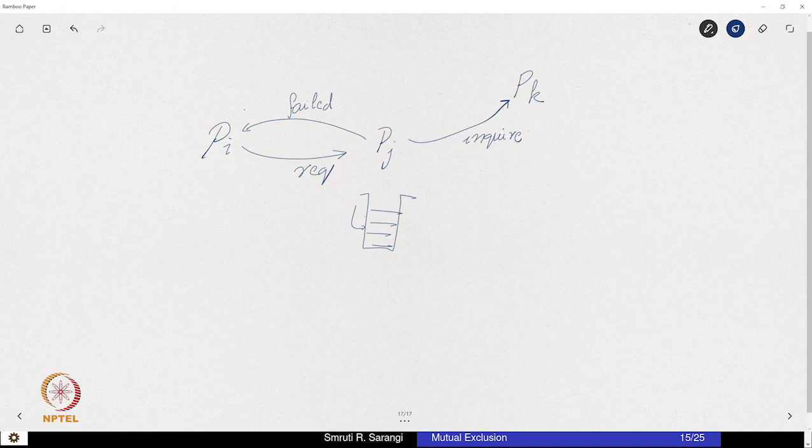We will see why. When it asks PK to respond, if PK is holding the lock, of course it will not respond. But let's say that PK has also requested a couple of people in its request set.